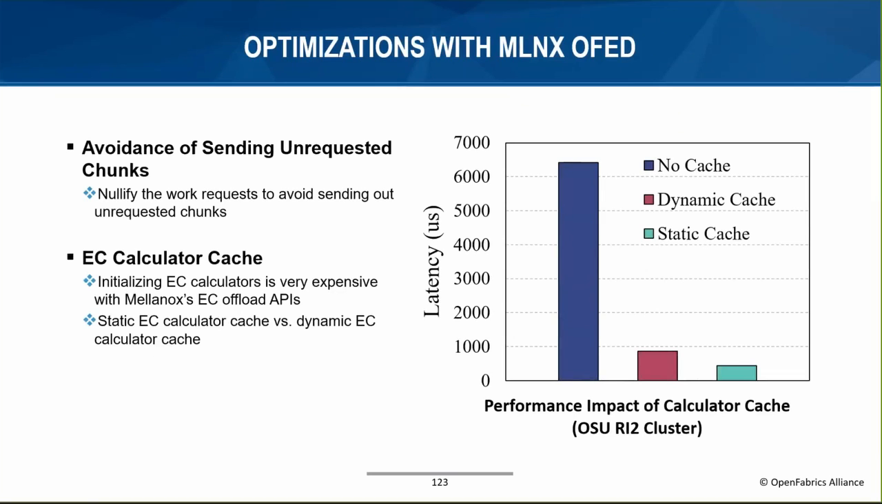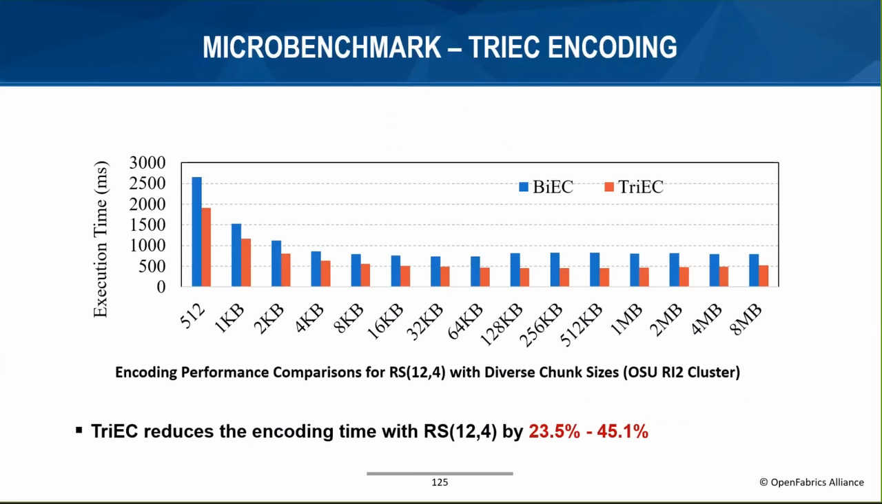Another important thing is the EC calculator cache. Initializing the EC calculators every time is very expensive with MLNX EC Offload APIs. So the traditional idea is, if you can do caching, that's definitely better, just like we typically do a registration cache for RDMA, right? Similarly, you can do a cache for EC calculators. Of course, you can do a dynamic cache or a static cache, based on your application workloads and how many reused structures there are, so you can choose either way. Next. And the figures on the right side show that with the cache, you can save a lot of performance.